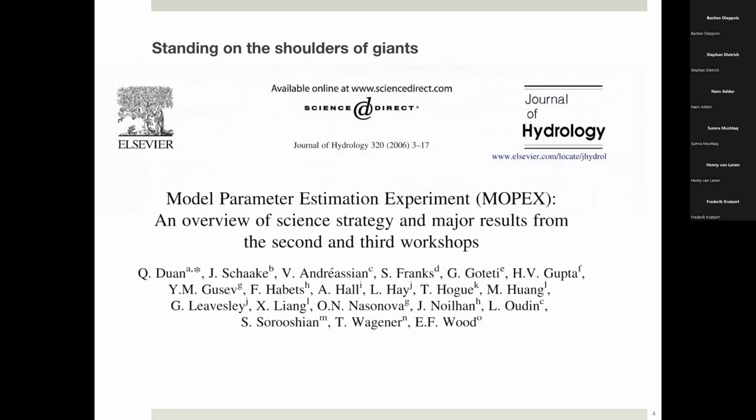I think a key milestone in the development of large sample hydrology was the release of a data set called MOPEX. And MOPEX includes data from about 400 catchments across the US. And it's being used very, very widely in hydrology. And I think it's quite interesting to go back to the original paper and to remind ourselves what MOPEX stands for. It stands for Model Parameter Estimation Experiment. And this really tells you that modeling was a key motivation for the release of the MOPEX data set.